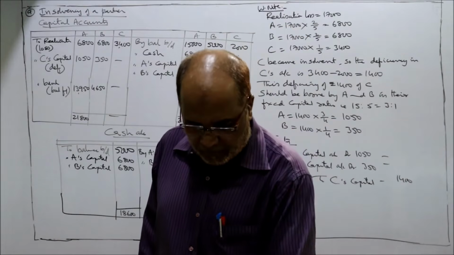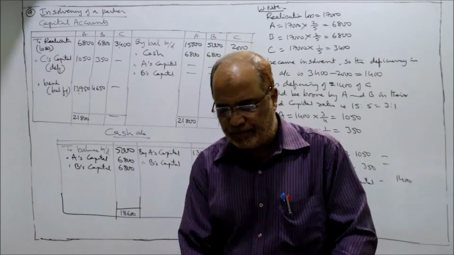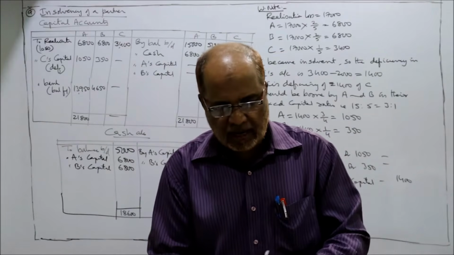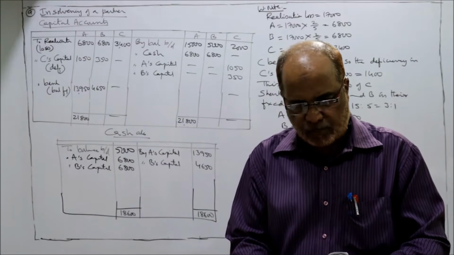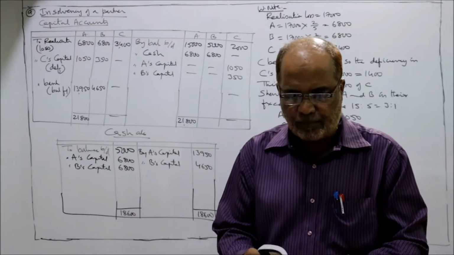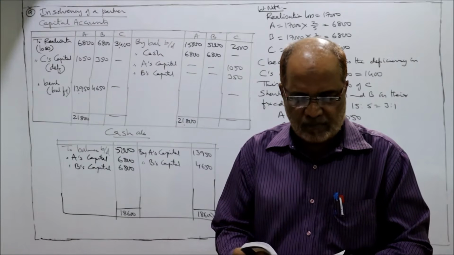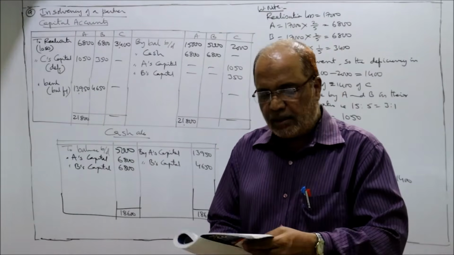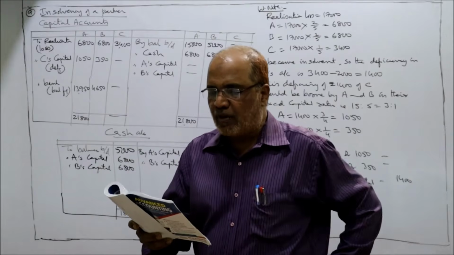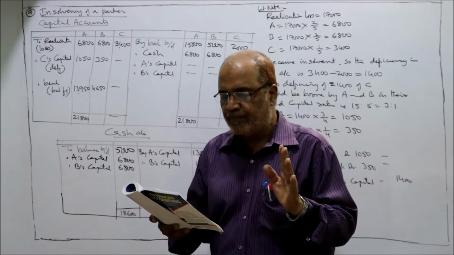Now we'll continue with problem number 9. In the previous class we have discussed this problem, but the last point we have not completed. So once again, you see the problem. Problem number 9, that is insolvency of a partner. The balance sheet of a firm A, B and C sharing profits and losses in the proportion of 2/5, 2/5, 1/5. Three partners A, B, C.